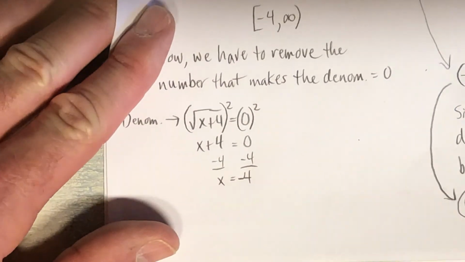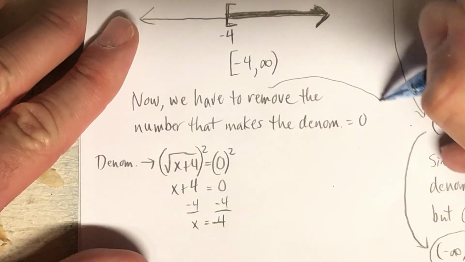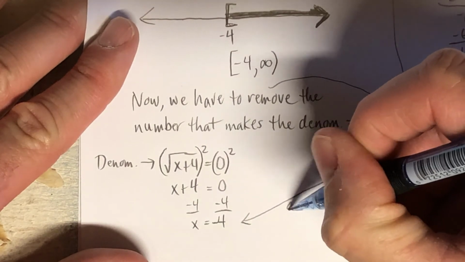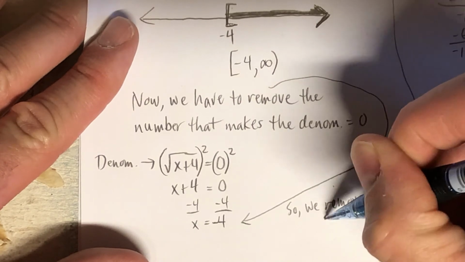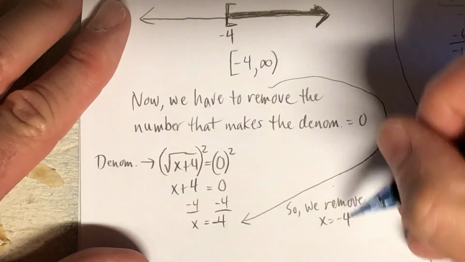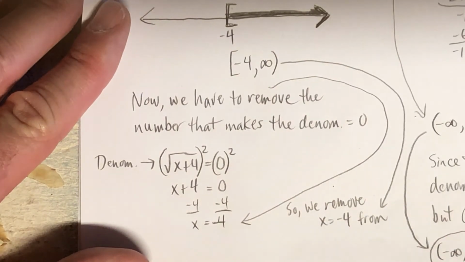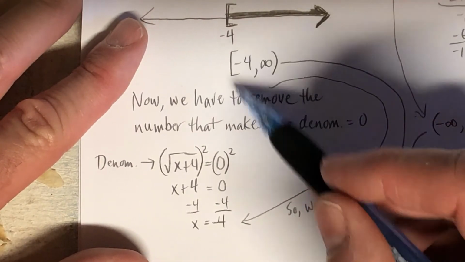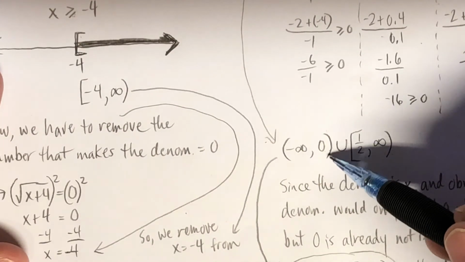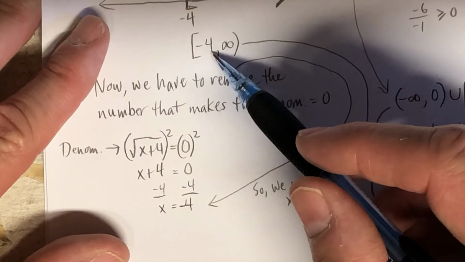Now, what is the significance of that? That's the thing that we need to remove. So we need to remove x equal to -4 from this thing. Now notice here that the -4 has a square bracket next to it. So -4 is in this answer here, unlike in that last part where I already said that the 0 is already not in the answer, so you don't need to remove it. Here the -4 is in the answer because it's a square bracket.